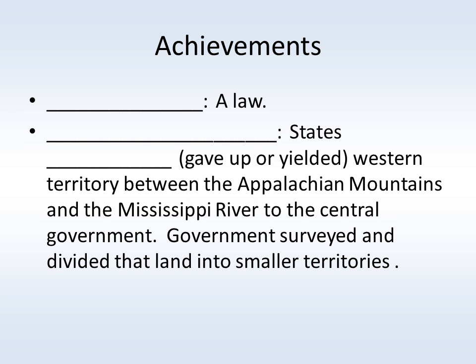This isn't to say the Articles of Confederation Congress did not achieve anything. They did pass several ordinances or laws. One of the most important was the Ordinance of 1785. Under this law, states ceded, or gave up, western territory between the Appalachian Mountains and the Mississippi River to the central government. The government then surveyed and divided that land into smaller territories for settlement.